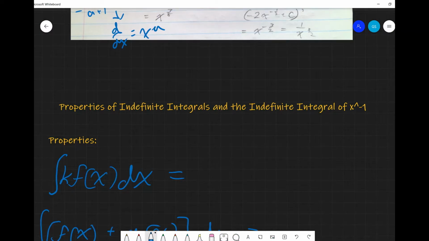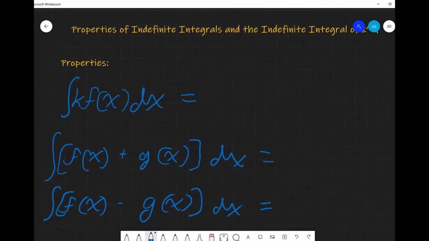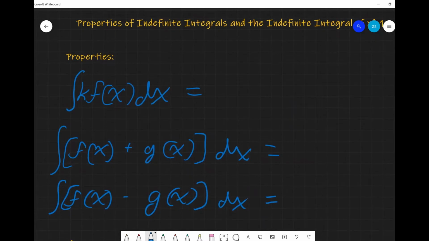So this video is going to be about properties of indefinite integrals and the indefinite integral of x to the negative 1. So we have these three situations here. So let's look at this first one. We have k, and k here is a constant.